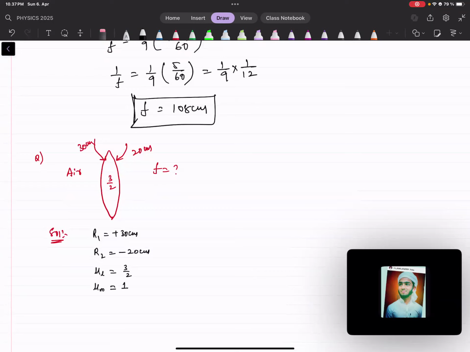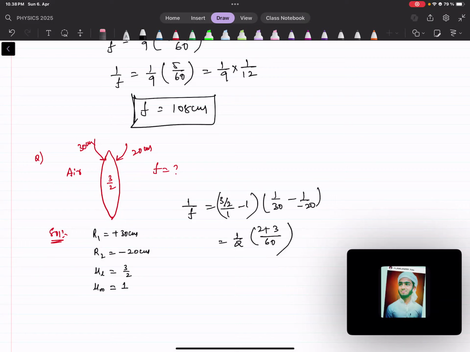How much? 1 by F is equal to (3 by 2 divided by 1 minus 1) into (1 by 30 minus 1 by minus 20). So it is 1 by 2 into the LCM 60. This will be 2 plus 3. So this will be 1 by 2 into 5 by 60, that is equal to 1 by 2 into 1 by 12, which is 24. So the focal length will be equal to plus 24 centimeters.